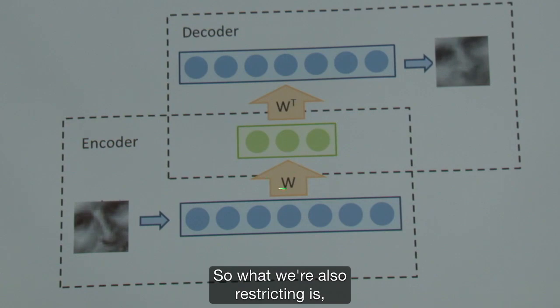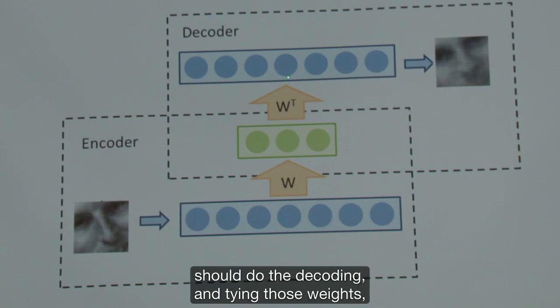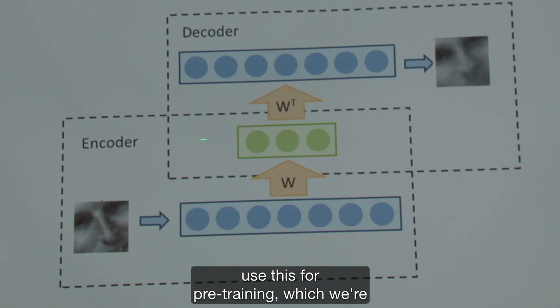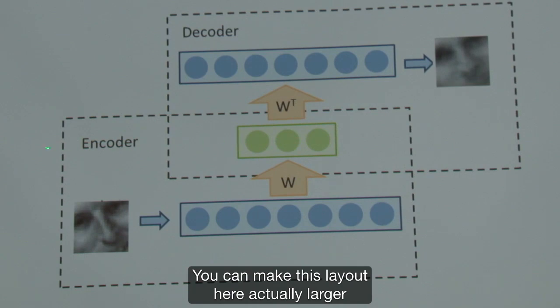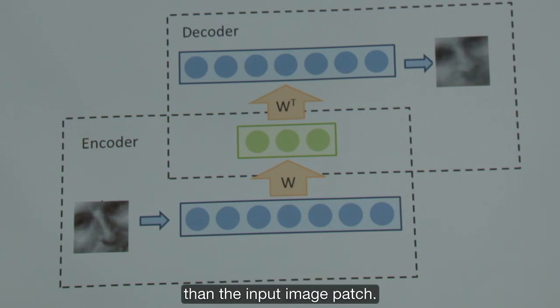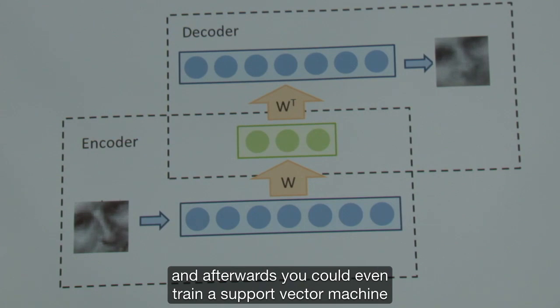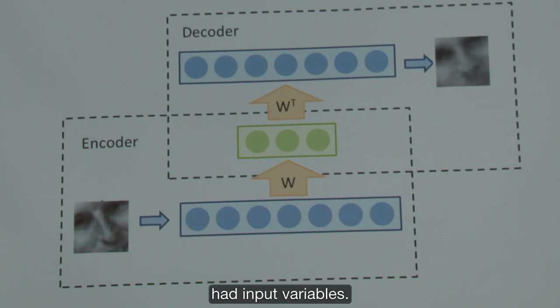So what we're also restricting here is we're saying the W that does the encoding also should do the decoding. I'm tying those weights. I'm saying the W needs to be the same. That is often done in autoencoders. The other thing you can do is, people use this for pre-training, which we're going to talk about later. You can make this layer here actually larger than the input image patch. And the reason you might want to do this is this feature extraction idea. You might just use this network to learn features, and afterwards you could even train a support vector machine with those features. Maybe you want more features than you actually had input variables.